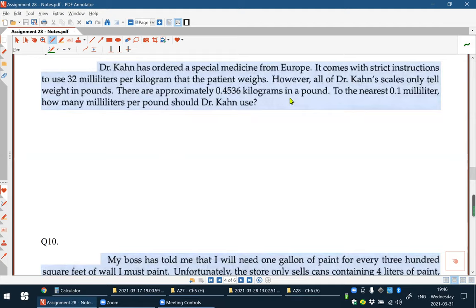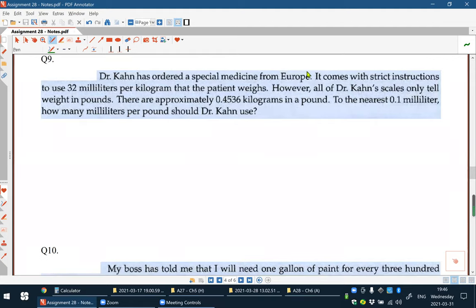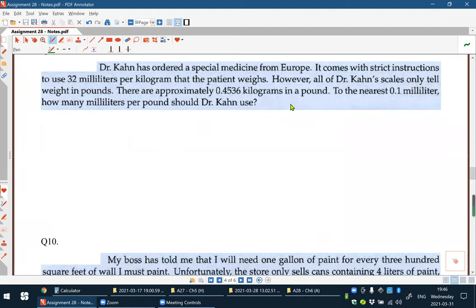To the nearest 0.1 milliliter, how many milliliters per pound should Dr. Khan use? Okay, so here it's a common problem that if you go to Europe, sometimes you use different metrics than in North America, right? So here we want to convert milliliters per kilogram to milliliters per pound, right? Okay, so how do we do this?